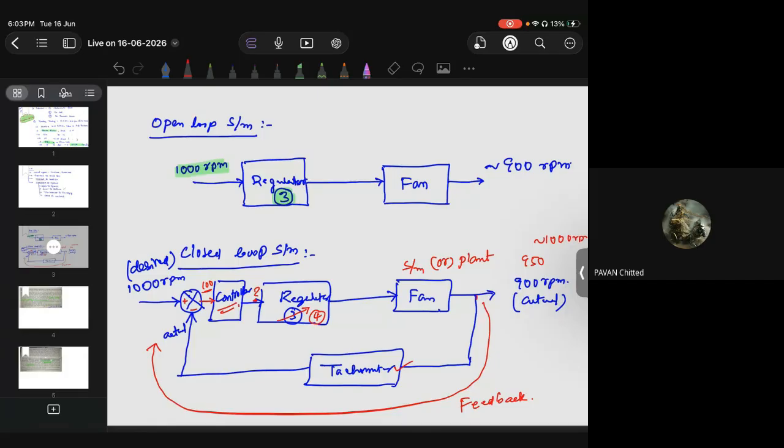Before going to the design of these controllers, we need to understand various things, like how these plants or systems will react to different inputs, etc. So I hope this idea is clear: open loop versus the closed loop system.